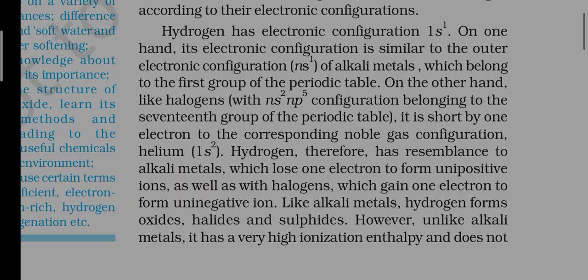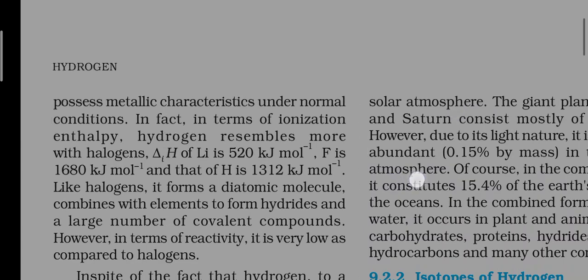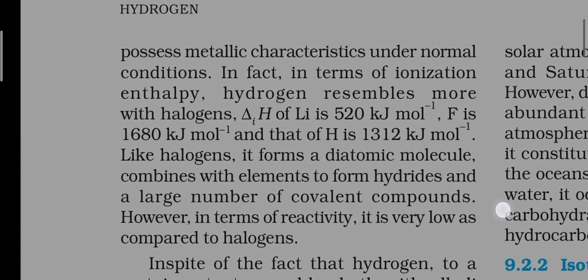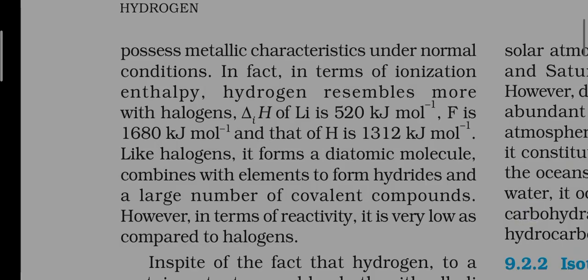Hydrogen therefore has resemblance to alkali metals, which lose one electron to form unipositive ions, as well as with halogens, which gain one electron to form uninegative ion. Like alkali metals, hydrogen forms oxide, halide and sulfides. However, unlike alkali metals, it has a very high ionization enthalpy and does not possess metallic characteristics under normal conditions. In fact, in terms of ionization enthalpy, hydrogen resembles more with halogens.